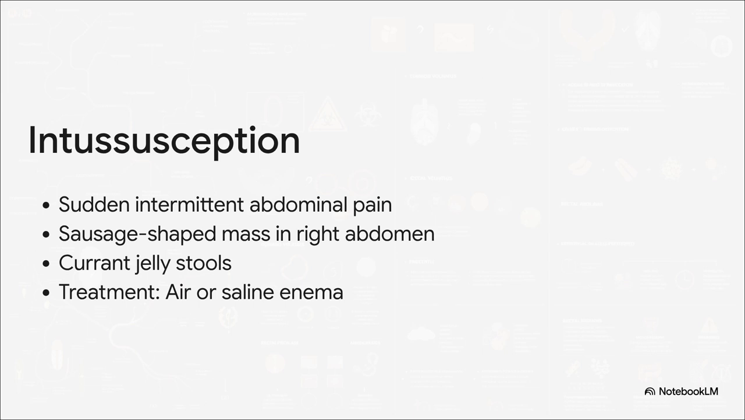Your preferred first-line step here is amazing because it's both diagnostic and therapeutic, an air or saline enema. You only move to a surgical laparotomy if the enema reduction fails or if there are clear-cut signs of peritonitis.